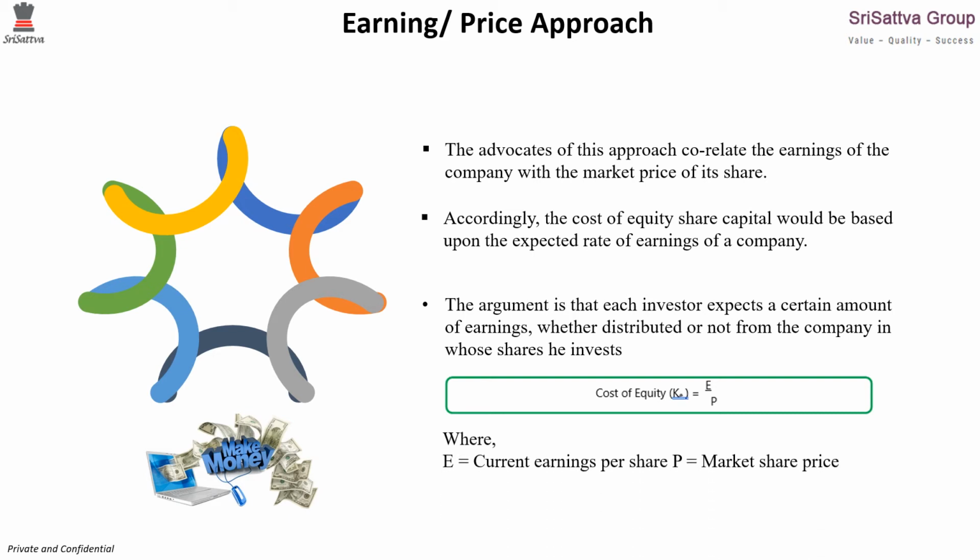Where E is equal to current earnings per share, P is equal to market share price. This approach assumes that earning per share will remain constant forever. The earning price approach is similar to the dividend price approach, only it seeks to nullify the effect of changes in the dividend policy.